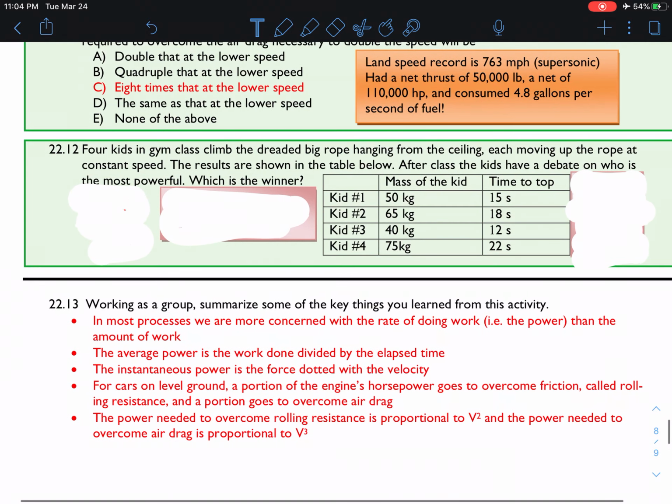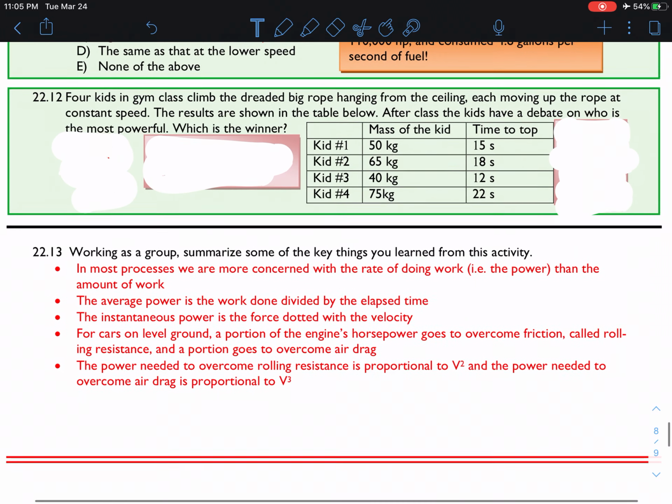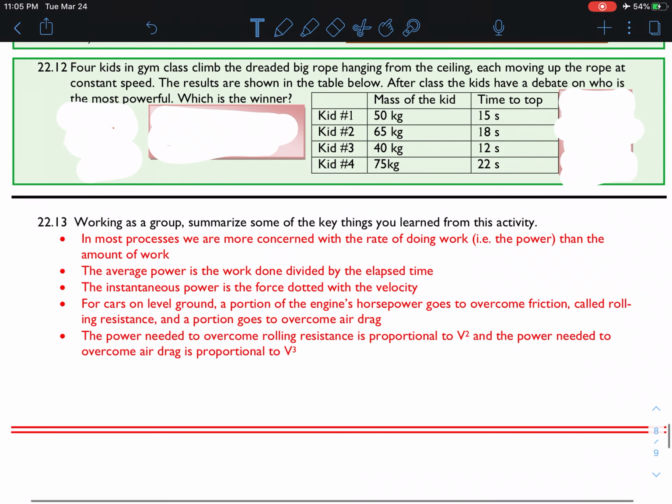So this is another quiz question, 22.12. You gotta think about how to find power. We are looking for the most powerful one. It is related to its weight force, but you gotta think about how to figure things out. So I'm not gonna give you too much information. I want you to give it a try first, and there will be some feedback in the quizzes. So the summary part, once again, we're there.